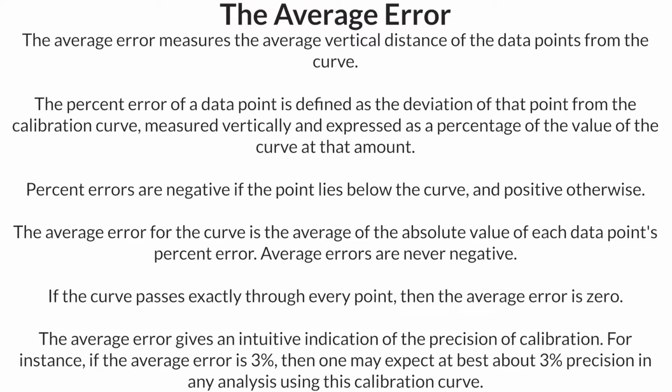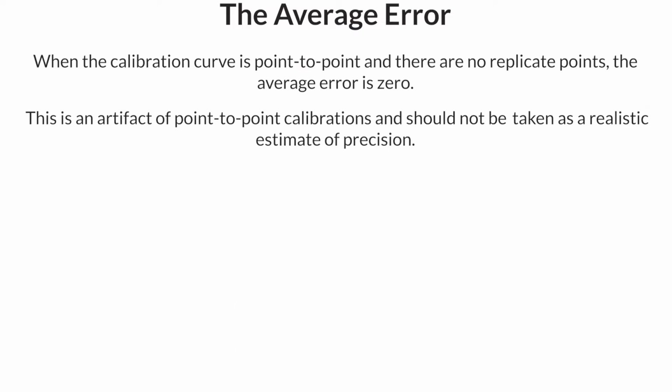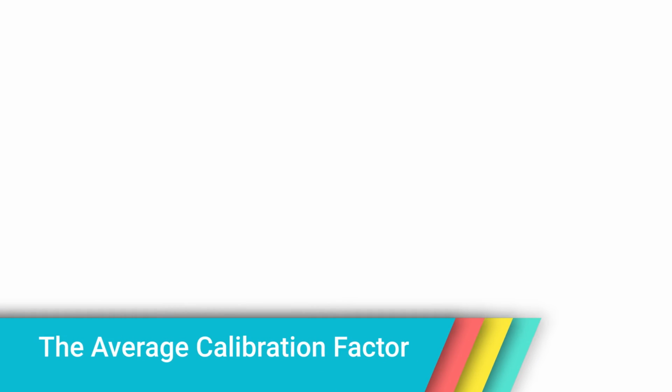The average error gives an intuitive indication of the precision of calibration. For instance, if the average error is 3%, then one may expect at best about 3% precision in any analysis using this calibration curve. When the calibration curve is point-to-point and there are no replicate points, the average error is 0. This is an artifact of point-to-point calibrations and should not be taken as a realistic estimate of precision.